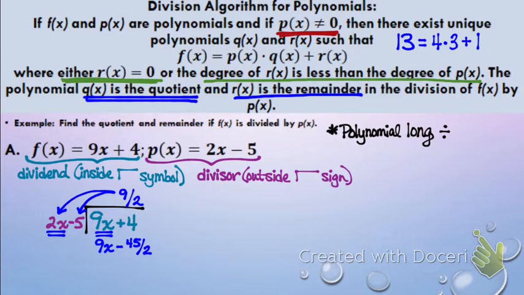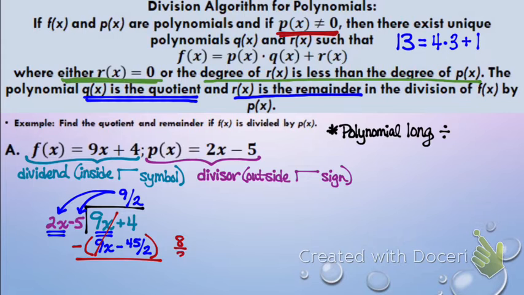All right, so after I distribute, what do we do next with our division algorithm? We need to subtract. We need to switch the signs. We're going to subtract that entire thing. Copy, change, change, if you guys remember that. So I'm going to do 9x minus 9x. That cancels. And then I have 4 minus negative 45 over 2. So if I subtract a negative, that's the same as adding.